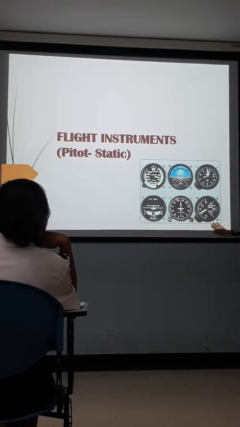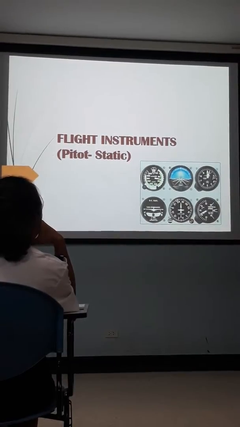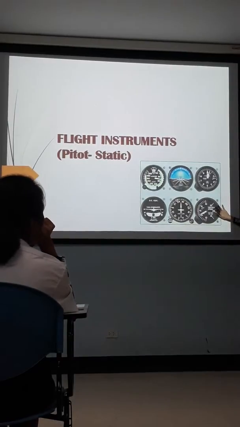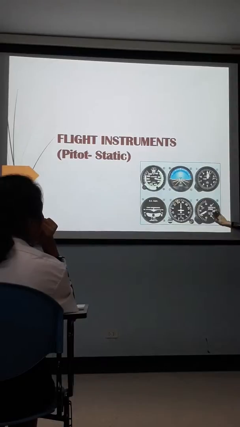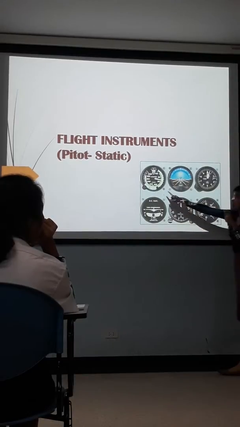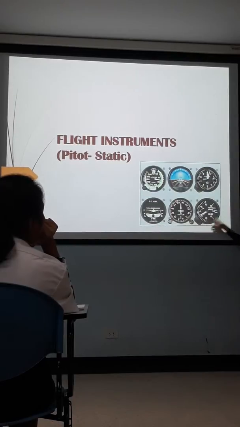Okay, class, actually we have lots and lots of instruments in the cockpit, but we can't study all of them. So I will pick the ones that are important, the main ones. We have 6 main instruments. 3 of them are operated by using the pitot-static system, and another 3 operate by gyroscopic instruments. This is supposed to be number 1, number 2, number 3, number 4, number 5, number 6.